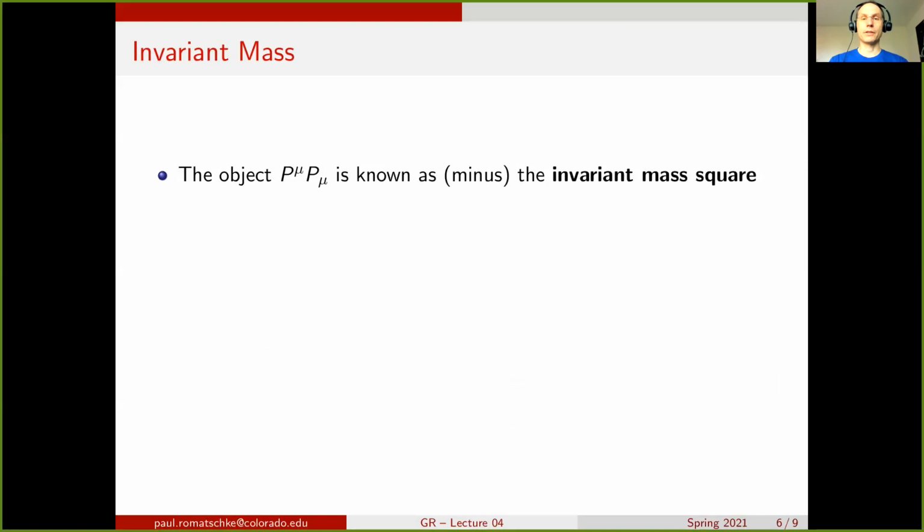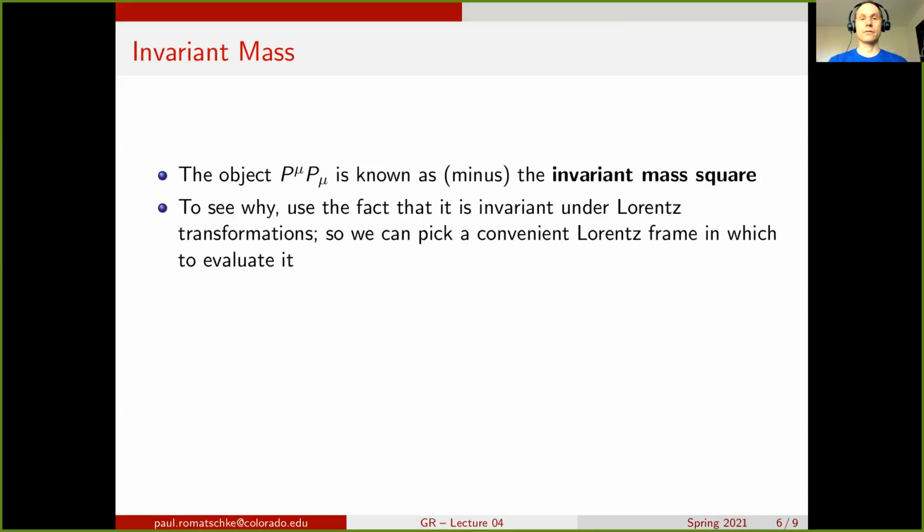The object has a particular name. It's known as minus the invariant mass square. And we can see why this is, because we know that it is a Lorentz scalar, so it's invariant under Lorentz transformations. That means that we can pick any Lorentz frame that's convenient for us to evaluate the object. A nice frame to evaluate the object is the rest frame, where the momentum p just vanishes, and the relativistic energy is just the mass.